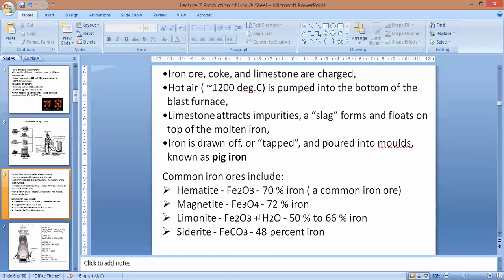The common iron ores here are hematite, magnetite, limonite, and siderite. Those have varying compositions of iron in them. As you can see, the highest composition is hematite, which has a composition of 70% iron. So the most common iron ore that we have in nature is hematite.